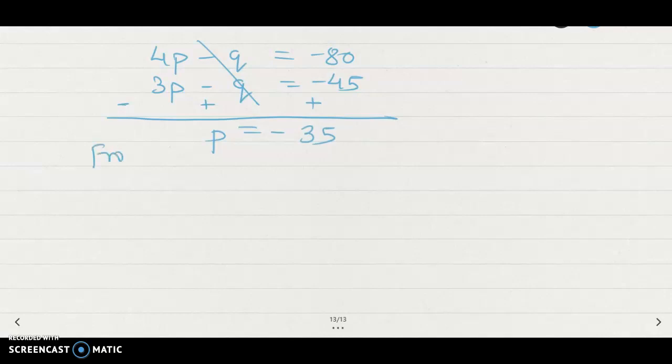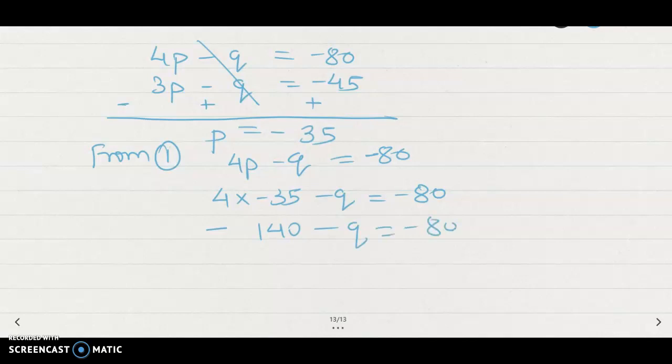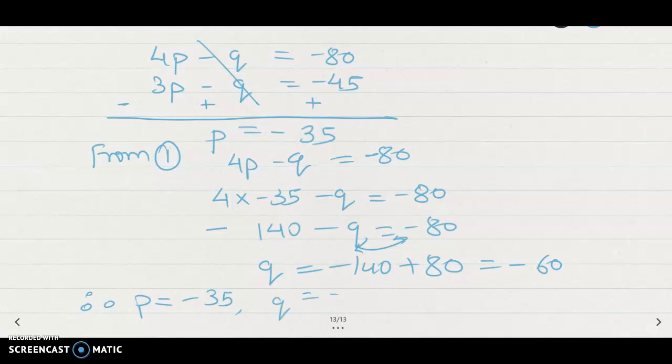Now put this value in any of the given equations. From equation 1, 4p minus q is equal to minus 80. So 4 into minus 35 minus q is equal to minus 80. 4 into minus 35 will give you minus 140, minus q is equal to minus 80. On shifting q, we get q is equal to minus 140 plus 80. So minus 140 plus 80 will give you minus 60. Therefore we get the value of p as minus 35 and the value of q as minus 60.